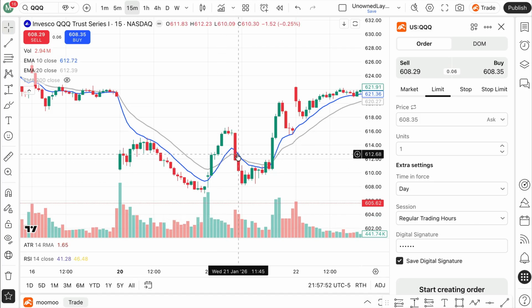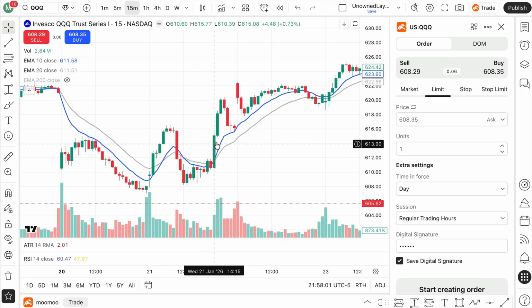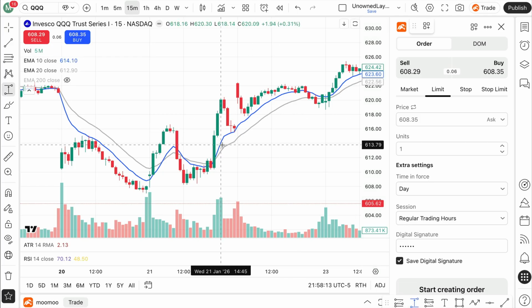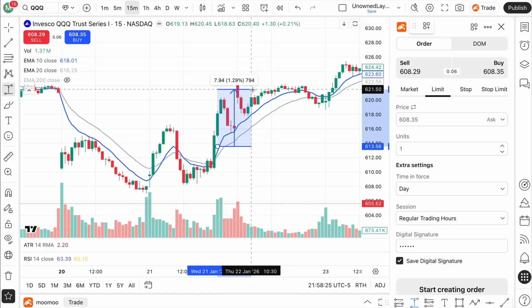It turned around right here, went back down, and then the blue crossed over the gray. The 10 crossed down below the 20, and it was in a downtrend, and then it crossed back up, and you could see here, you could have gotten in right here when you see that this crosses over and you get a green candle. You could have ridden this all the way up to, let's say, from here to here or so. You would have made a 1.34% move or an 8-point move.